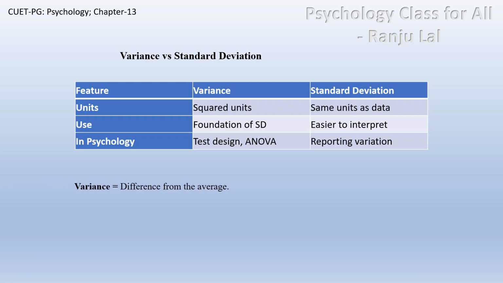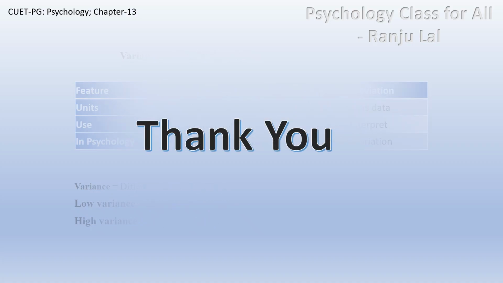A quick summary: variance is the differences from the average. Low variance means most people are similar. High variance means people vary a lot. It helps psychologists to see consistency in response or behavior. So next time you study how students behave, remember variance helps psychologists to see how spread out people really are, not just their average behavior.